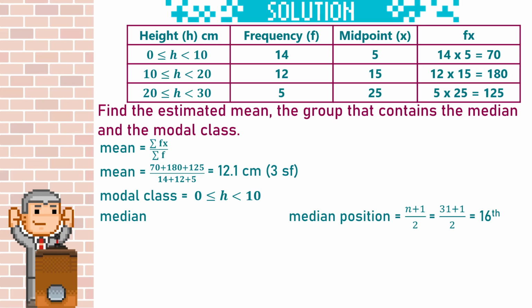Looking down our table, we can see the first 14 numbers are in the first group, and then the next 12 are in the next group, so our median will be in that second group.